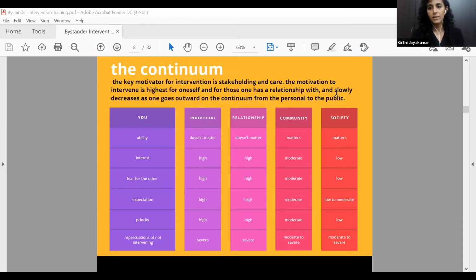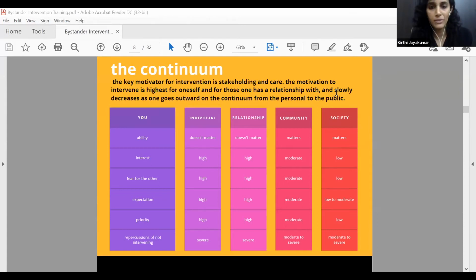You will intervene even if you're not powerful enough to get into the situation, because it concerns you. It concerns a person you have a close relationship with. But when you go towards the right, when you see the community and society, it involves people who you don't really know. So your first thought would be, am I capable of intervening? Do I have the ability to intervene in this situation? Does my intervention make sense here?